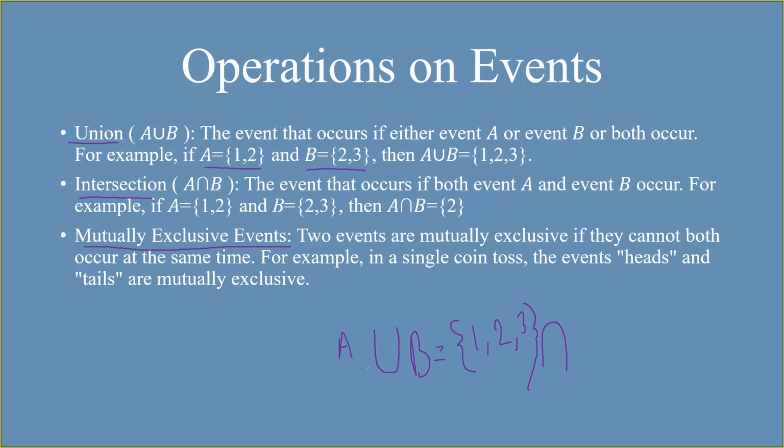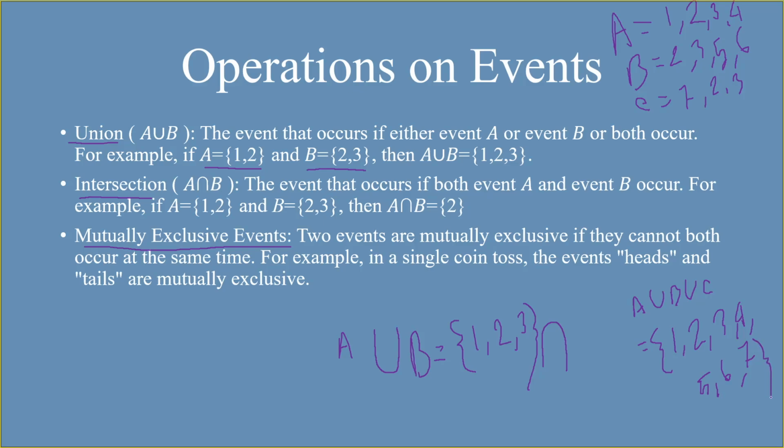So in this operation on events, we will be getting each and every numerical digit available in these sets. Let's assume we have A, B, and C. In A we have 1, 2, 3, 4. In B we have 2, 3, 5, 6, and in C we have 7, 2, 3. So what will be in our A union B union C? Here we will have 1, 2, 3, 4, 5, 6, 7. So this is our union.